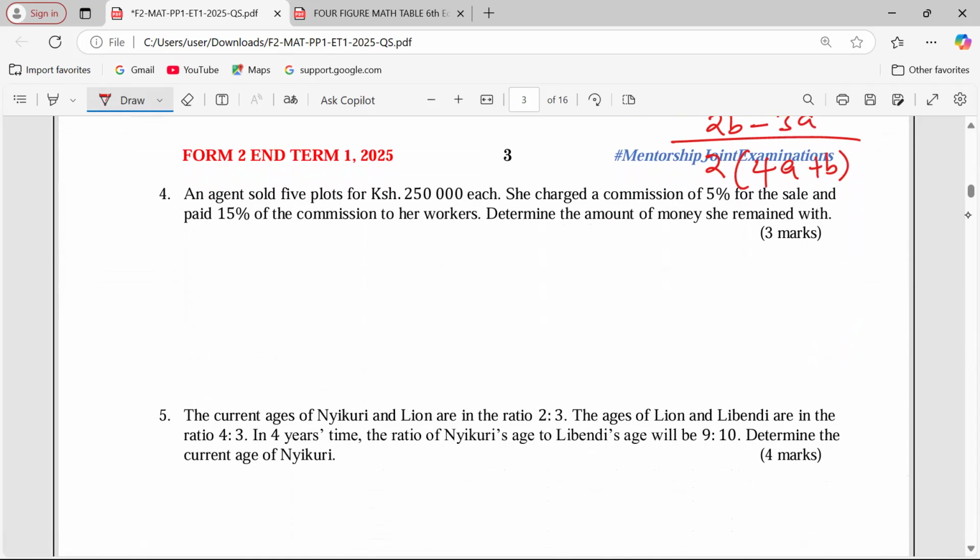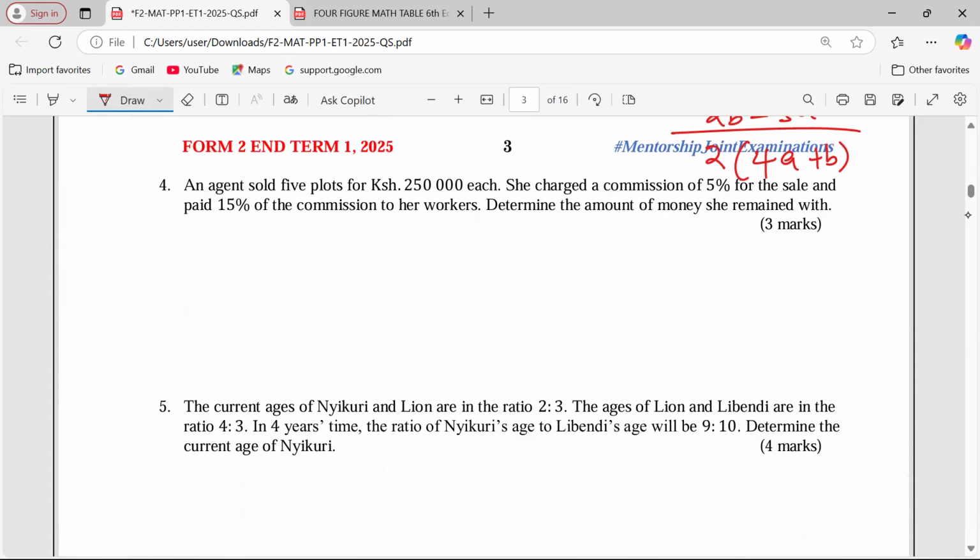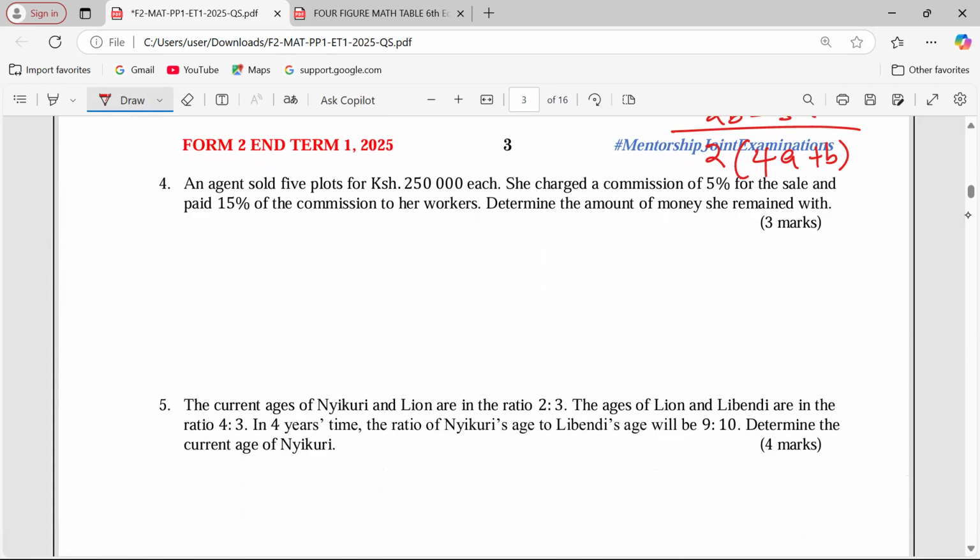Look at number 4. An agent sold 5 plots for 250,000 Kenya shillings each. She charged a commission of 5% for the sale and paid 15% of the commission to her workers. So we're supposed to get the commission that she got from the sale of the plots.